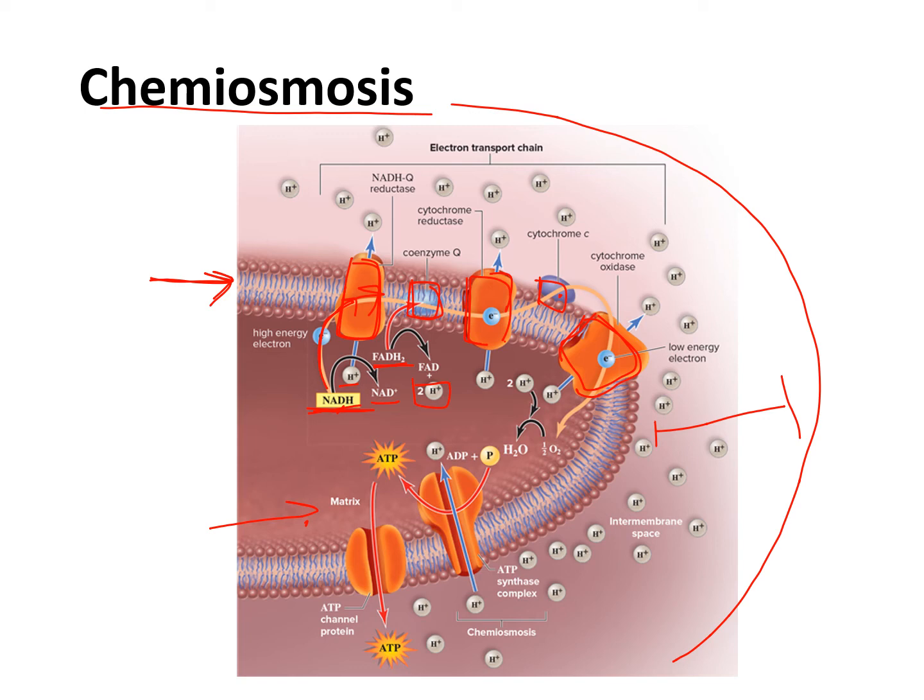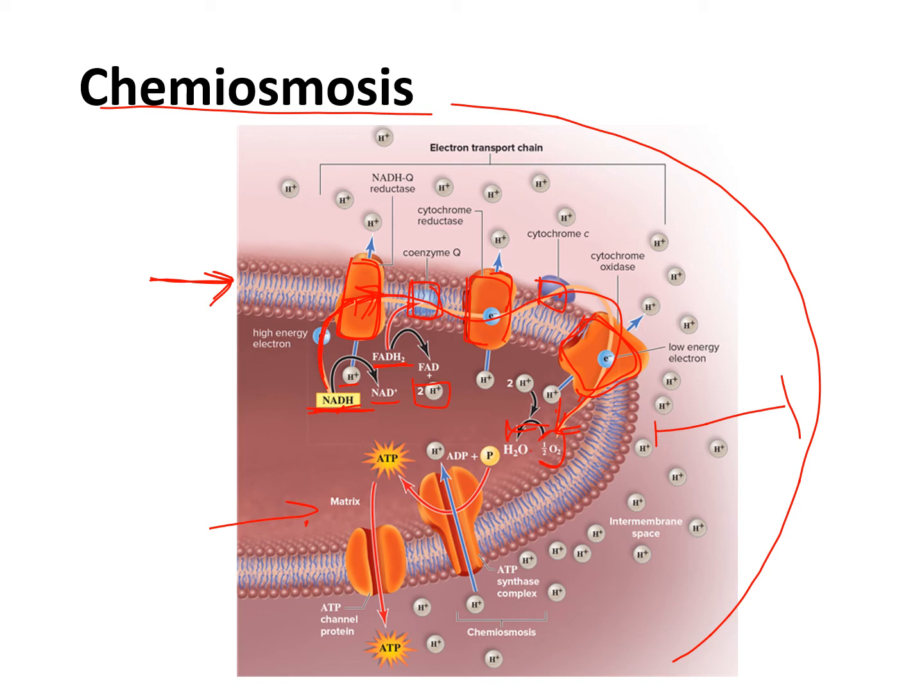The electron, once it is dropped off to those redox proteins, is going to be transferred from protein to protein to protein, and when it has finished going through the electron transport chain, it's going to combine with oxygen to form water.